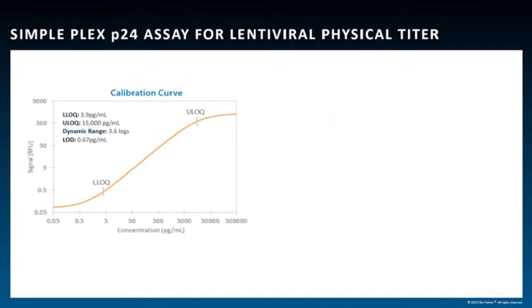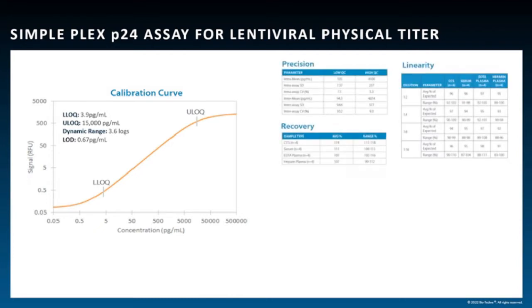Similarly, we have a fantastic Simpleplex assay for measuring P24, which is an HIV protein found within lentivirus. Quantification of P24 can be used to estimate lentivirus titer. Shown here is the built-in calibration curve with a limit of detection of 0.67 picograms per mL. The assay has strong performance with inter-assay CVs under 10% and intra-assay CVs under 7.1%, and shows good linearity and recovery in several sample types.